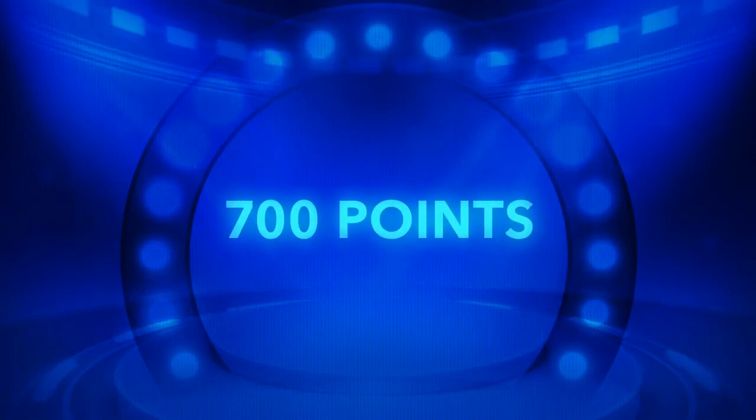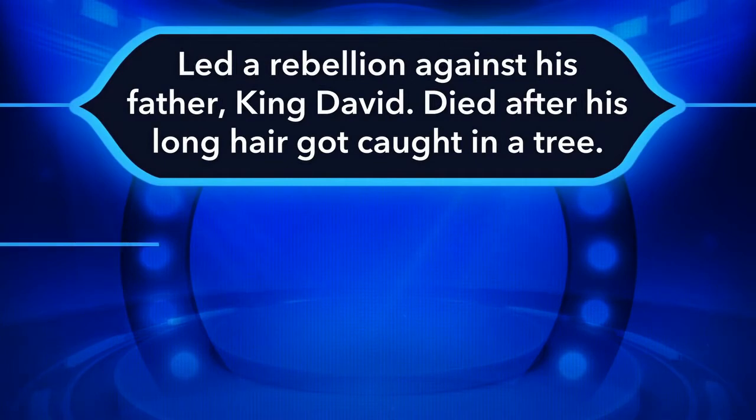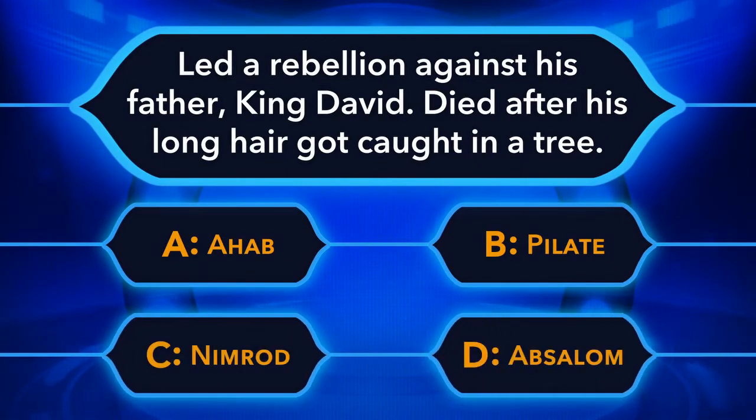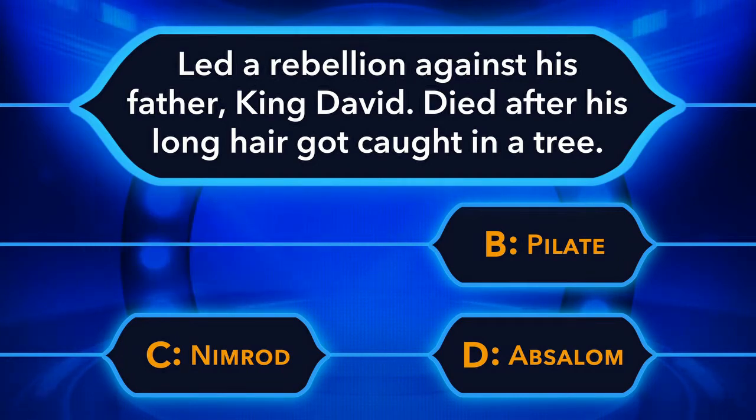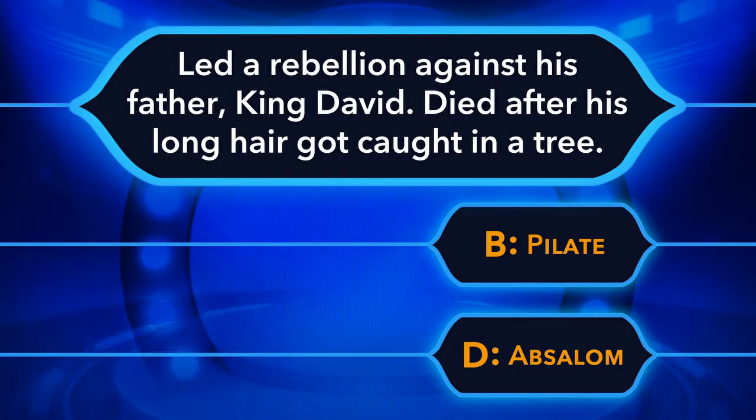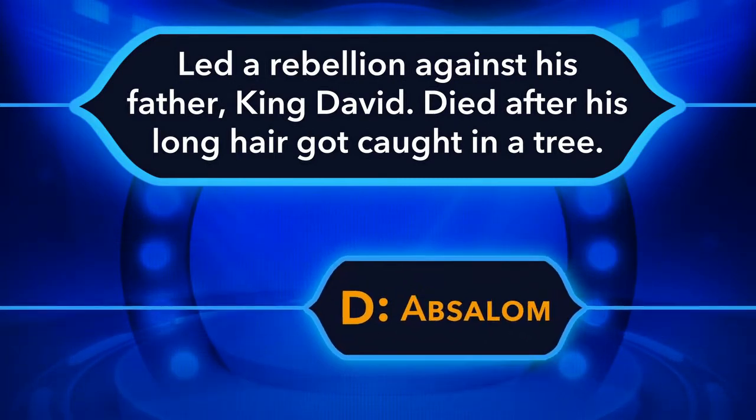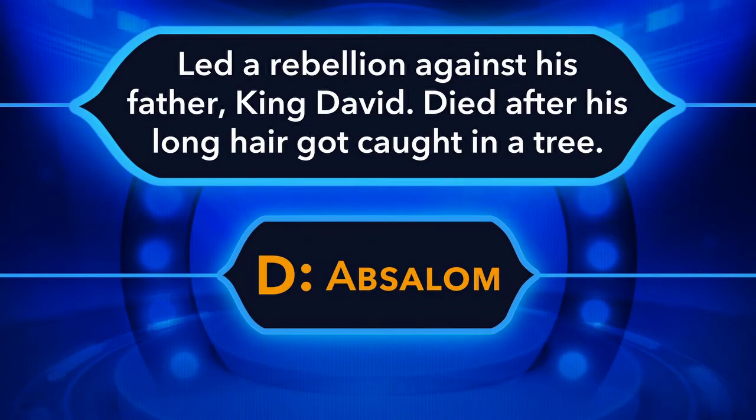The next question for 700 points. This Bible villain led a rebellion against his father, King David. He died after his long hair got caught in a tree. Was it A. Ahab, B. Pilate, C. Nimrod, or D. Absalom? The answer is D. Absalom led a rebellion against his father, King David. He died after his long hair got caught in a tree.